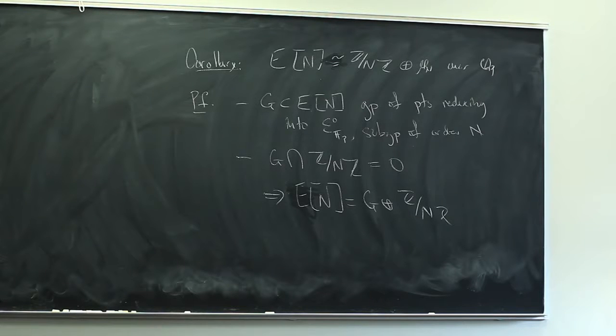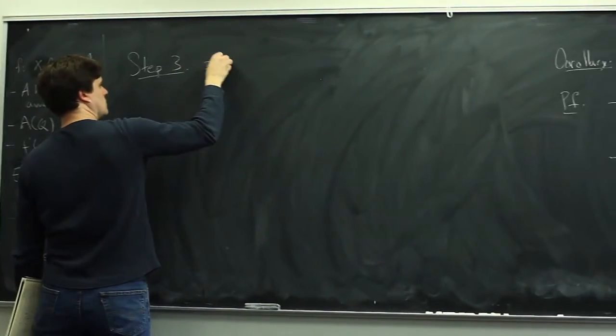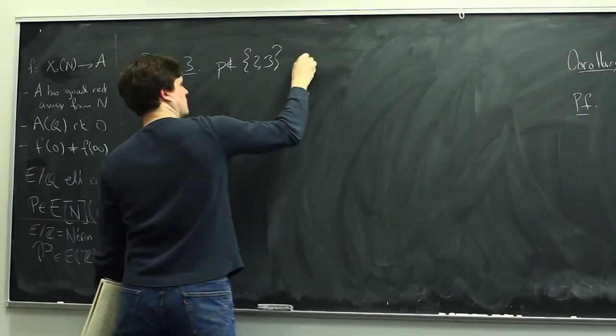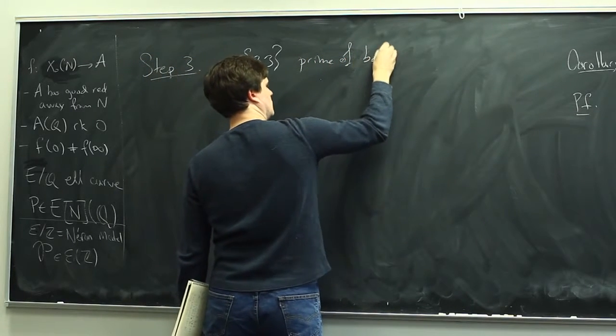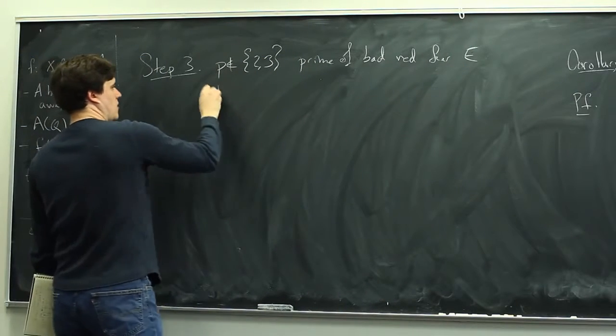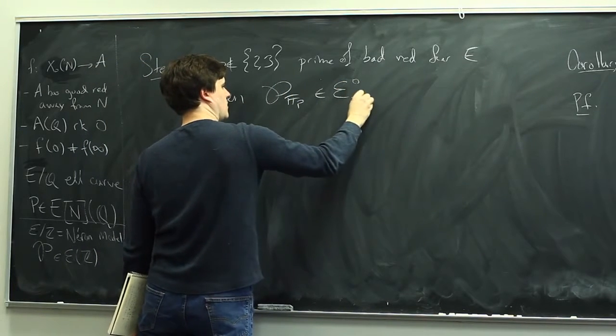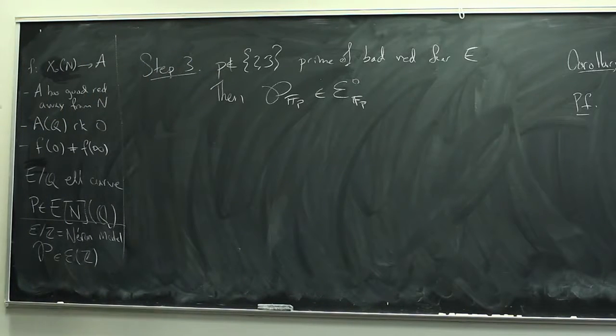Okay, so now we're going to analyze the bad reduction away from 2 and 3. So suppose we have a prime of bad reduction p, then the specialization of this point is not in the identity component. Okay, so this is where the serious work happens. This is the only place where we use our hypotheses, actually.